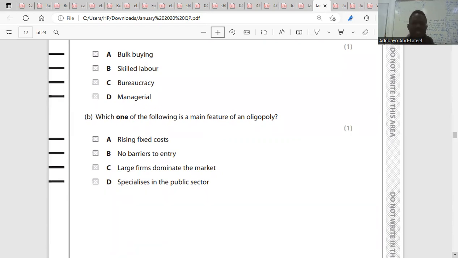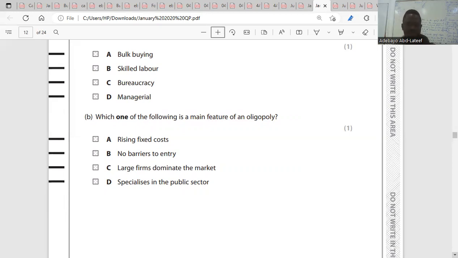3B now. They say, which of the following is the main feature of an oligopoly? Oligopoly is a market structure that has a few large businesses controlling the industry. So that is the meaning of oligopoly. Few large businesses controlling the industry. Now we want to talk about the characteristics. Rising fixed cost, no barriers to entry. There's no barrier to entry.